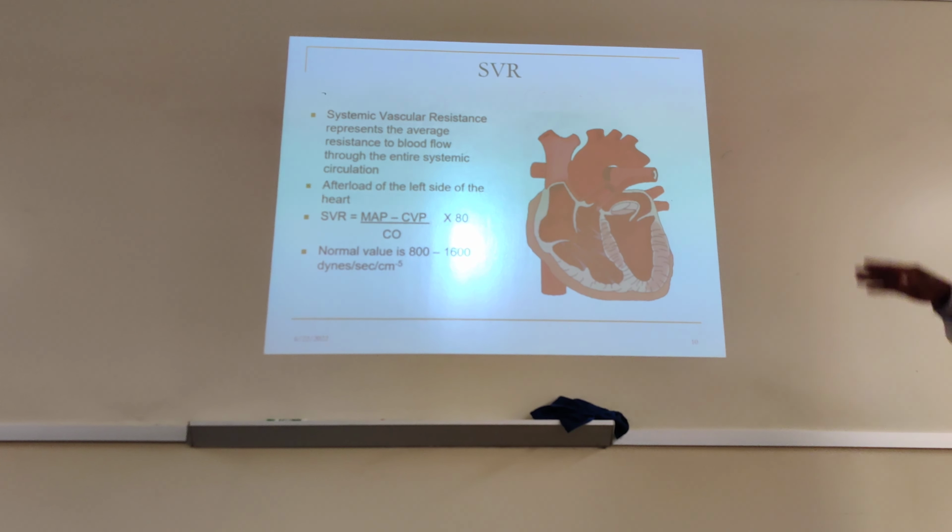Okay? And then we multiply by 80. 80 is a constant, a number there to convert everything to dynes. Normal SVR is 800 to 1600 dynes. If it is too high, you give a systemic vasodilator, like nitroglycerin, nitroprusside sodium, isosorbide, that kind of stuff. If it is too low, you give a vasopressor, epinephrine, norepinephrine, vasopressin, to constrict the vessel.